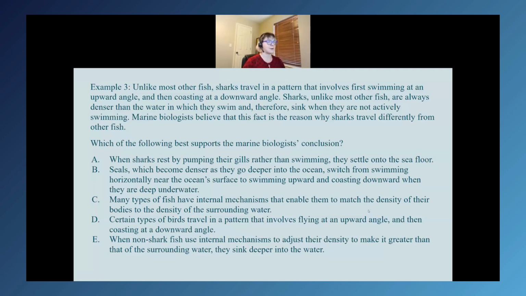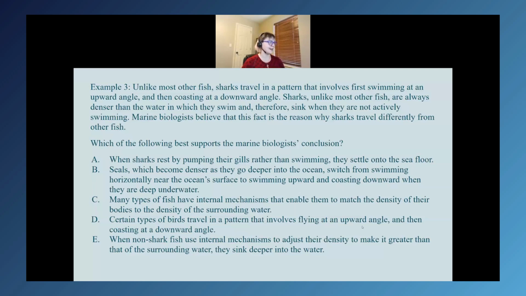C, many types of fish have internal mechanisms that enable them to match the density of their bodies to the density of the surrounding water. That's great for those fish, but we are only talking about sharks here and their density, and so these fish that are matching the density of the water, that's off topic. D, certain types of birds travel in a pattern that involves flying at an upward angle and then coasting at a downward angle. I like this question because it has a good comparison with the seals, and then it has this bird comparison that is just useless. This doesn't have anything to do with relative density to water.